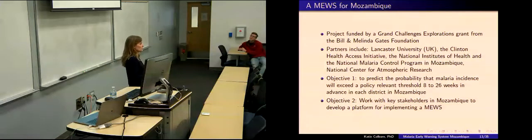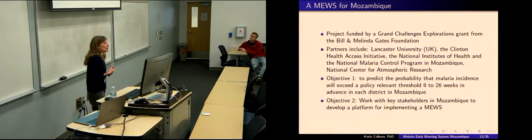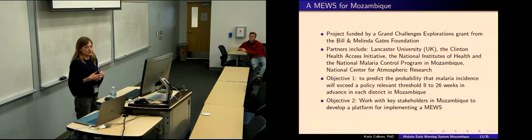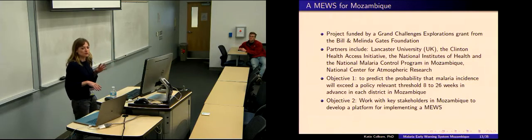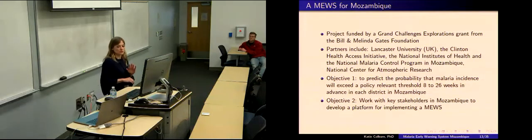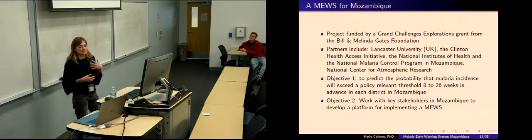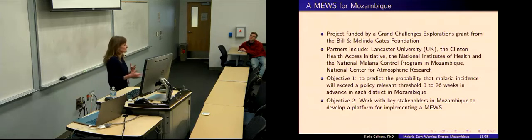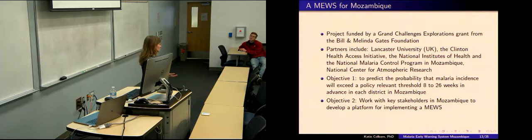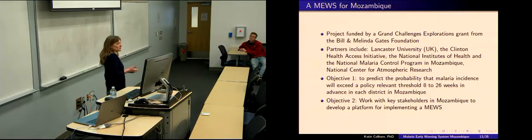And the goal was not to just predict incidence. This is what a lot of early warning systems do, is try to get a point estimate of the incidence at a given time point, but to actually predict the probability that malaria incidence will exceed a policy relevant threshold at least 8 or 26 weeks in advance, the advance warning being limiting to how well we can develop this model.